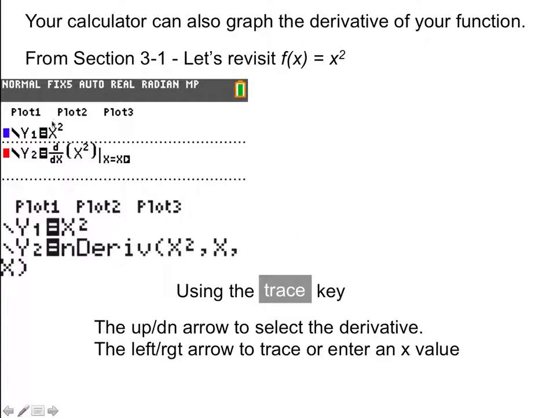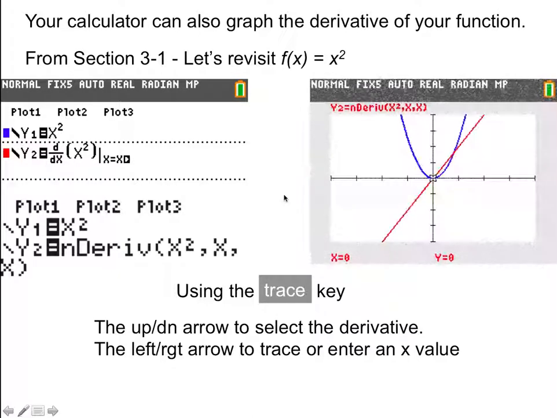So after you get this in y1 and this in y2, you can go ahead and graph. You'll see the function here in blue, and you'll see its derivative here generated in red. So notice y2 is the derivative. And so we can look at this. Now I'm going to ask you to use your trace key and select the derivative. Use your up and down arrow on your arrow pad to select the y2 function, and use the left and right arrow to trace and look at these values.